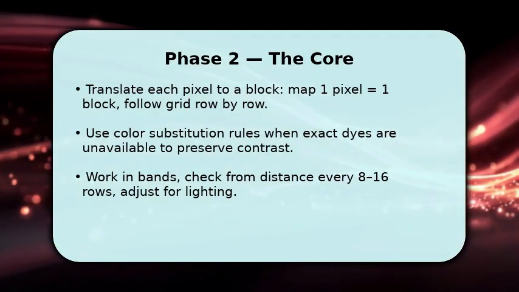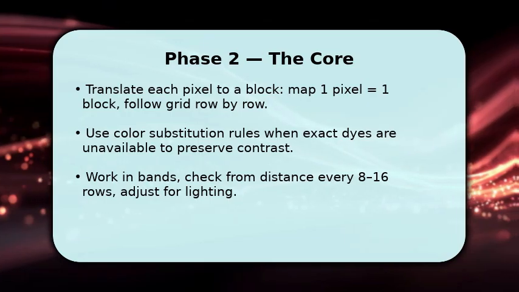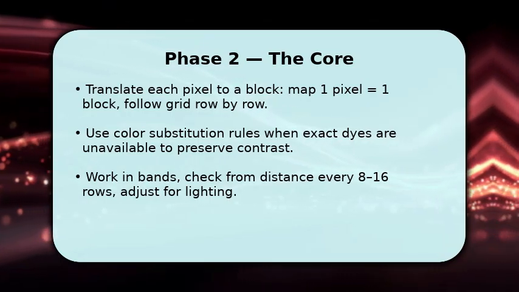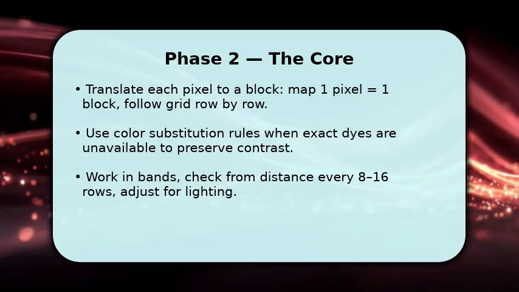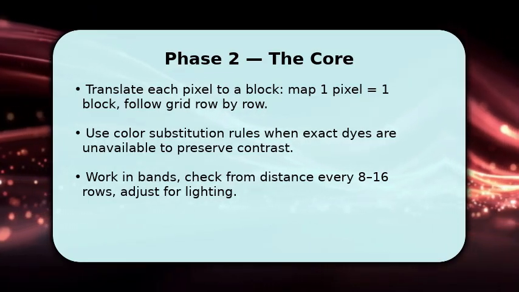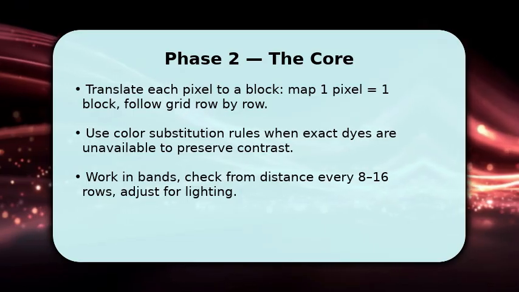You now convert pixels to blocks methodically. Treat each pixel as one block and work row by row to avoid mistakes. Use color substitution rules when exact dyes are unavailable. Choose blocks that preserve relative brightness and contrast rather than exact hue.